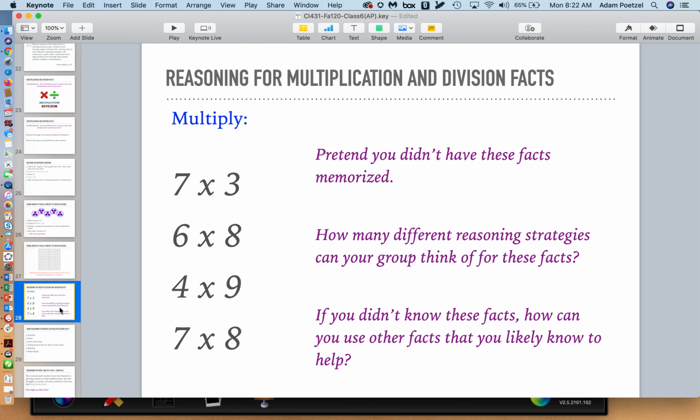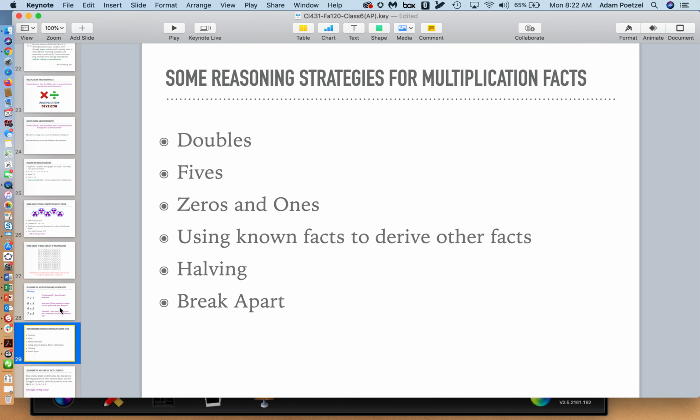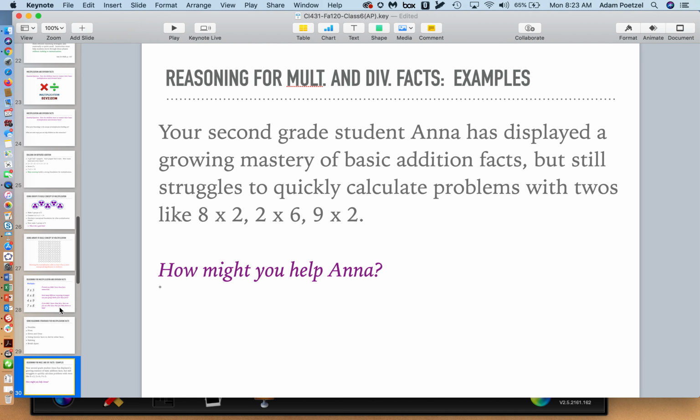So again, just like addition, there's different kinds of reasoning strategies we can use, and let's take a minute to go through some of those. We're going to look at some scenarios and take a look at some different strategies. Like in the Van de Walle text, there's many, and there's many more that aren't in the text as well. Some of the ones you hear about are using doubles, using 5 facts, zeros and ones, using known facts to derive other facts, halving, breaking apart, using squares, things like that. So let's take a look at some scenarios and some of these in play here.